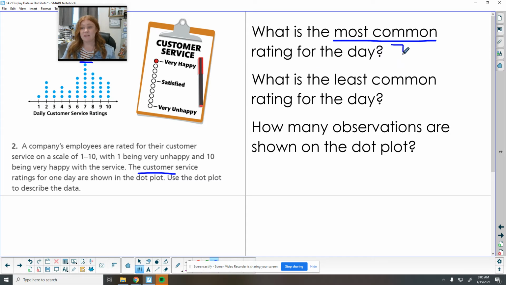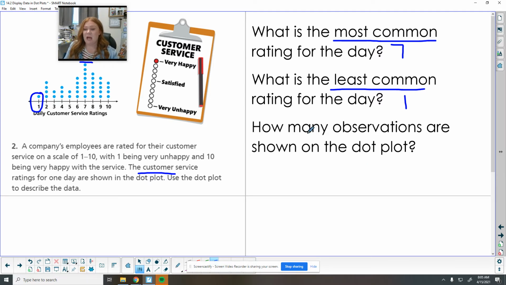So 7 was the most common. Now we're looking for the least common rating. So we're looking at our ratings and looking for which one has the lowest frequency. So which of the dots are lowest on the scale. And good for them. They only had one person that was unhappy with their service. Well, I mean, they had a few people that weren't super happy, but only one person was very, very unhappy.